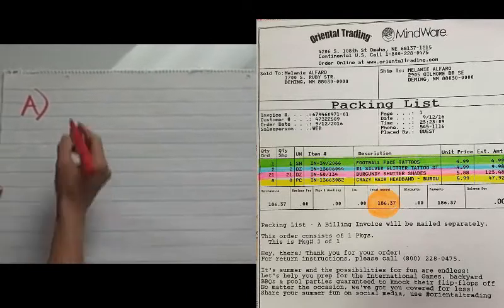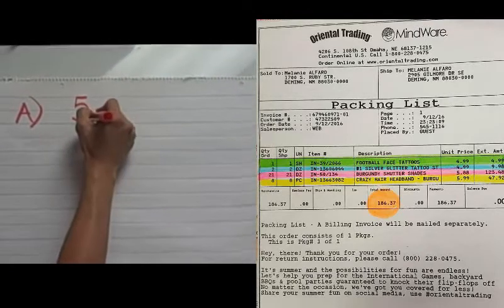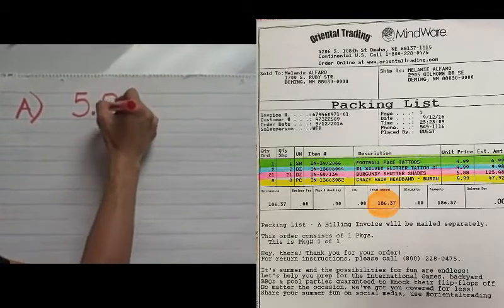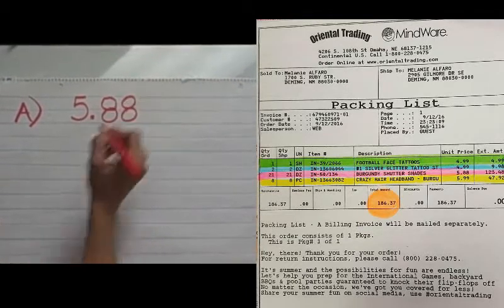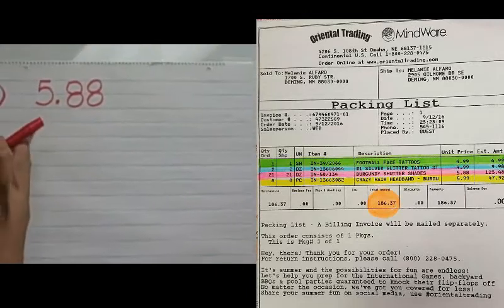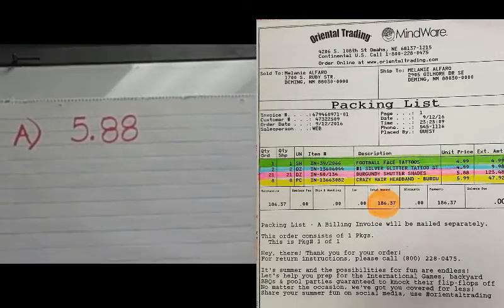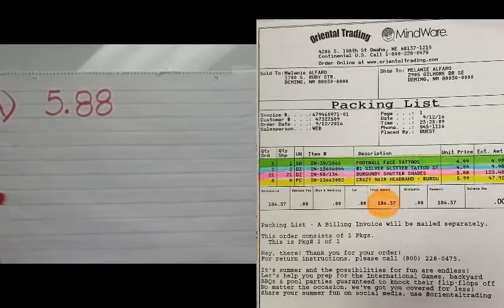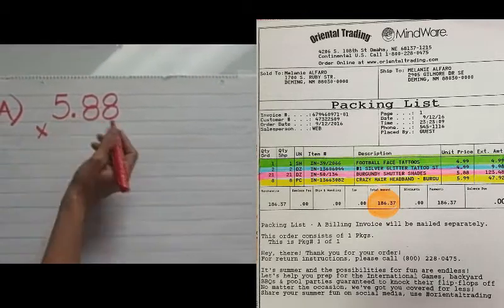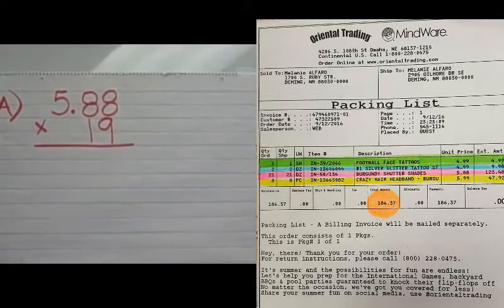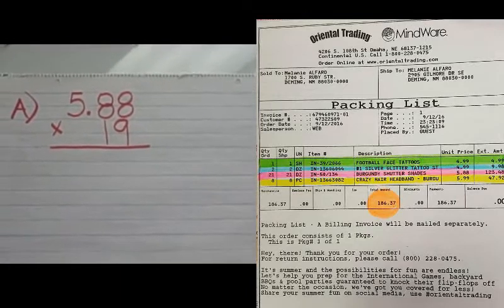So on the invoice, you should have seen that each dozen pair of sunglasses was $5.88. That means I paid $5.88 for 12 pairs, or 1 dozen. Now, if I'm sending back 19 dozen, we should have multiplied that dollar amount times 19.